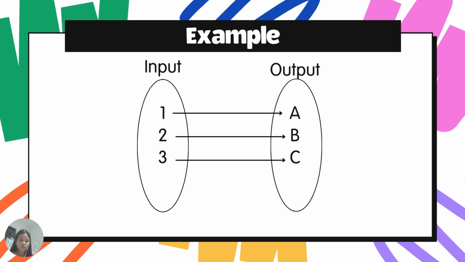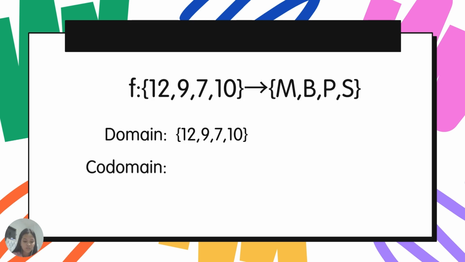Although we can call this output, we can also call this a range, output, or a codomain. Now, let's take practice in identifying domain, codomain, and range using this mapping diagram. So this is read as the function of 12 set A maps to set B. Set A right here is the set of numbers, and set B is the set of letters.